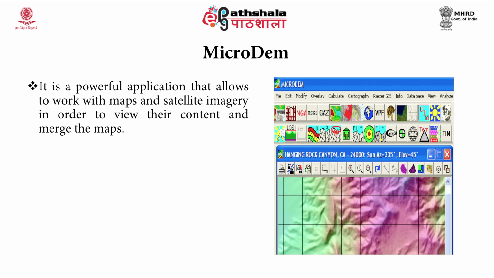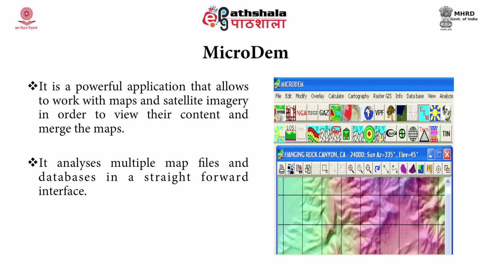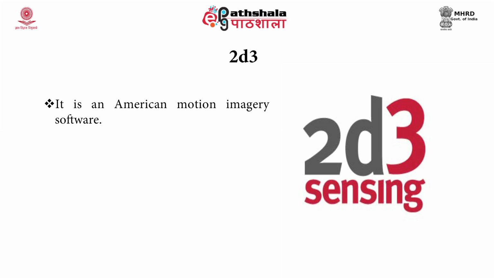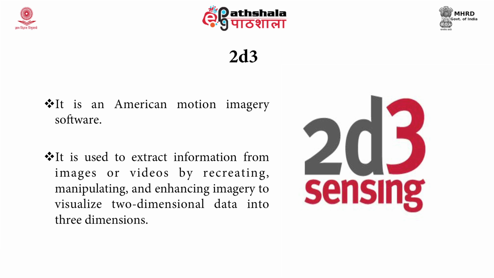Another software that we are discussing here is MicroDem, which is a powerful application that allows to work with maps and satellite images in order to view their content and merge the maps. It analyzes multiple map files and databases in a straightforward interface. Its latest version is 12.1. 2D3 is an American motion imagery software that is used to extract information from images or videos by recreating, manipulating, and enhancing imagery to visualize two-dimensional data into three dimensions.